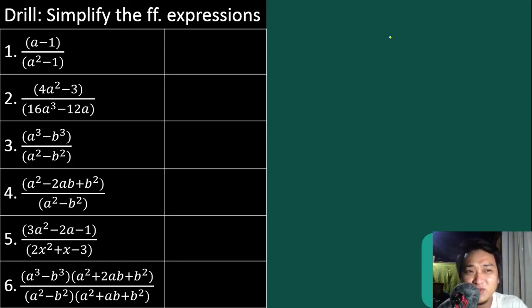Let's say you have the quantity a minus 1 over a squared minus 1. Take note na yung denominator niya is factorable, di po ba? Factorable siya using the difference of 2 squares. So, that is simply a minus 1 over, so what will be the factor of a squared minus 1? So, that is the same as a minus 1 times a plus 1. Kasi it follows the pattern of a factoring technique under the difference of 2 squares, hindi po ba?